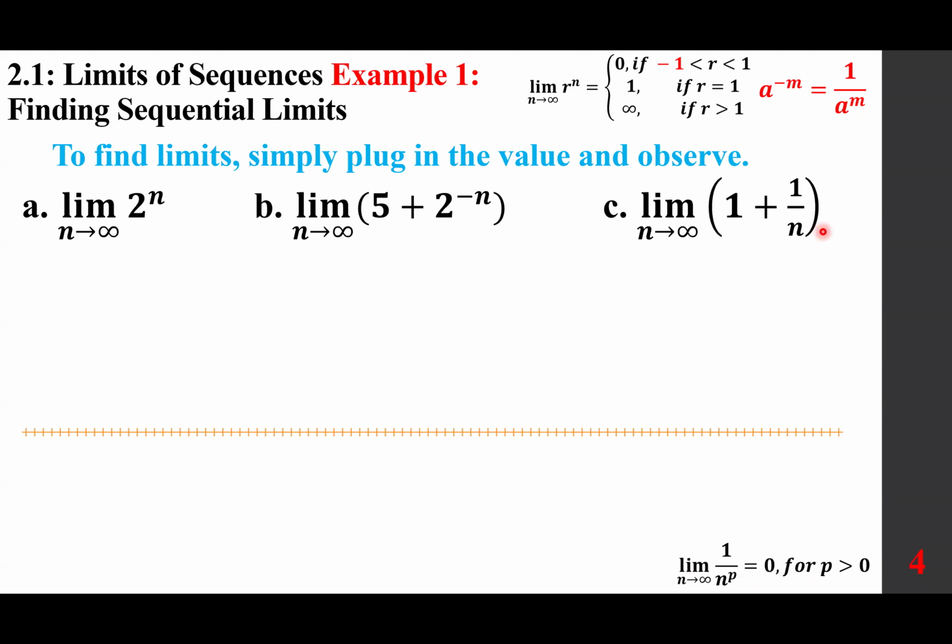So how do we find the limits? Plug in first. To find limits, simply plug in the value and observe. So let's plug in. 2 to the power of infinity, r is larger than 1, is infinity, and therefore it diverges.